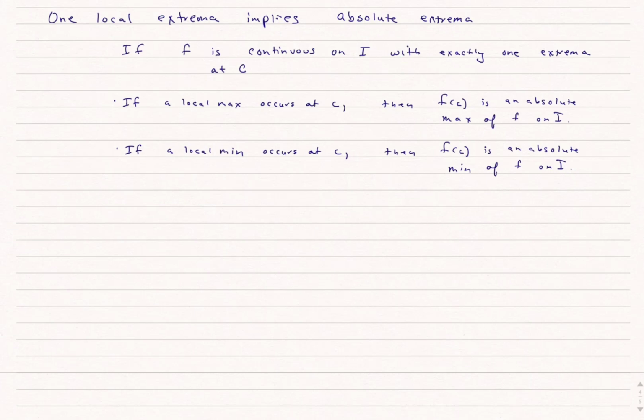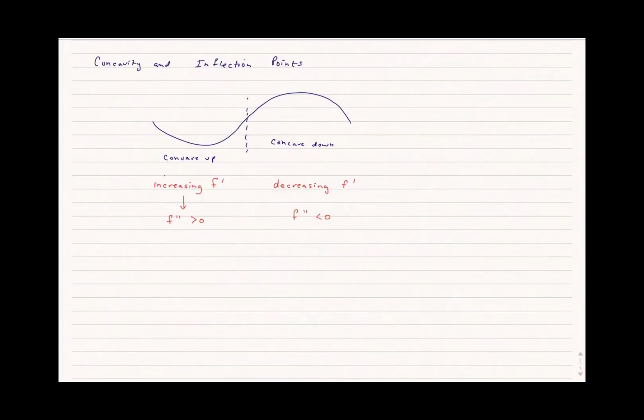If I have one local extrema on a certain interval, then I can say that it's actually an absolute extrema. That is, if f of x is continuous on an interval I with exactly one extrema at point C, if it's a local max at C, then f of c is an absolute max. If a local min occurs at C, then f of c is an absolute min of f on that interval I. Now let's talk about concavity and inflection points.